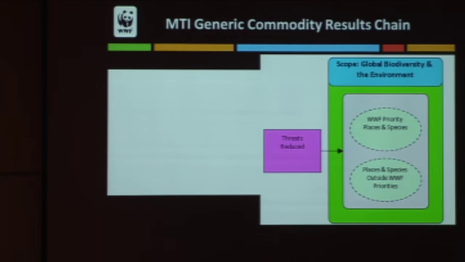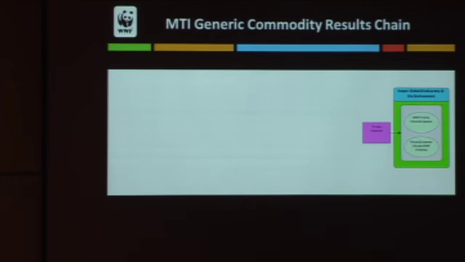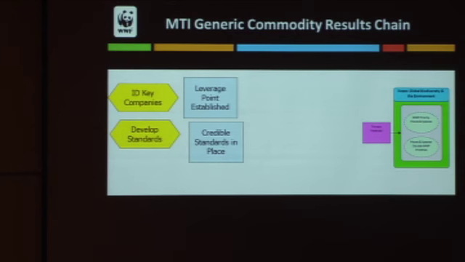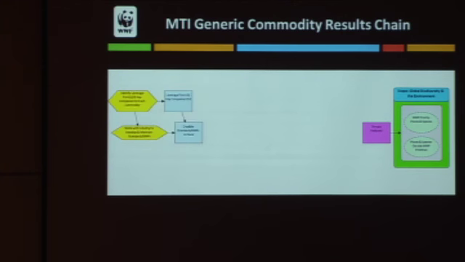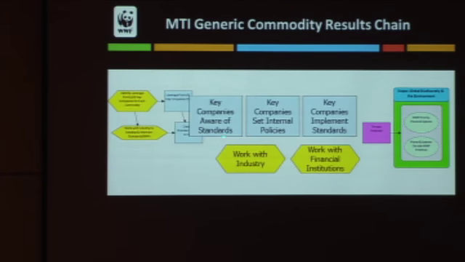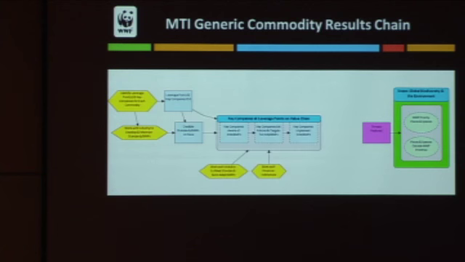So a results chain is another open standards tool that lays out your theory of change about how you think your action is going to lead to the desired outputs. In this case, we want to get to threats from commodity production being reduced. Our activities here are to identify companies and develop standards. So we have a bunch of intermediate results, a leverage point established, credible standards in place. Key companies are then aware of standards, they set internal policies, and they actually implement the standards. And we can do some additional work with industry and with financial institutions.